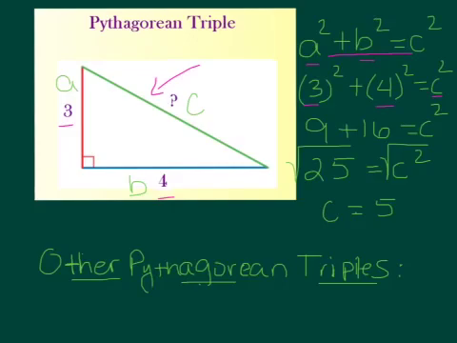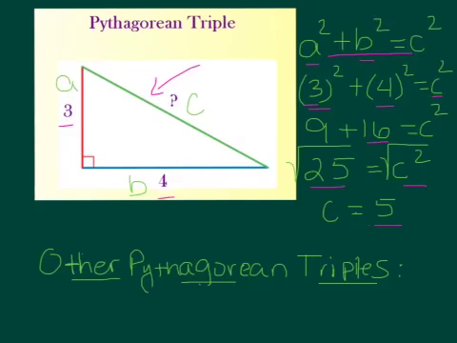So when we square 3, we get 9, and when we square 4, we get 16, and when we add those together, we get 25. And to find c, we need to take the square root of both sides to find just c, not c squared, and c equals 5. And most of you all know this as a 3, 4, 5 right triangle.